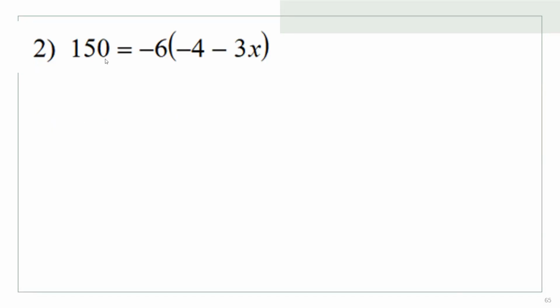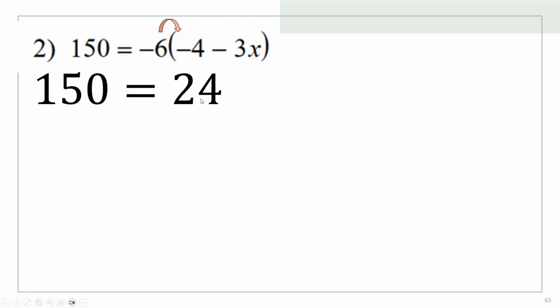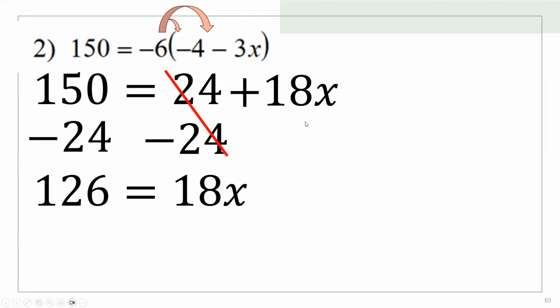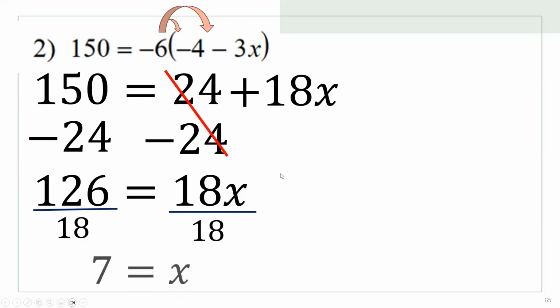Again, a distribution. Watch those signs. This is -6 times -4, which is positive 24. -6 times -3 is a positive 18, and attach an x with it. Signs come into play, and if you ignore signs, things will go bad for you. Do not ignore your signs. On the right side here, we would have to subtract 24. We would get 150 minus 24, which is 126. Drop down that 18x. To get rid of multiplication, we're going to use division. So we divide both sides by 18. 126 divided by 18 is 7. 7 equals x.